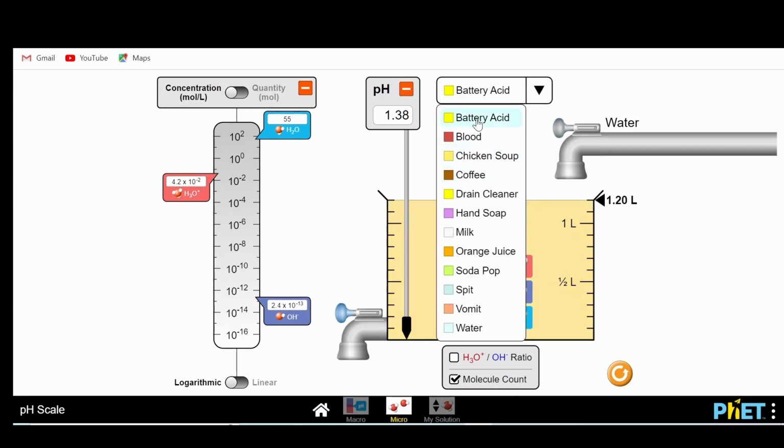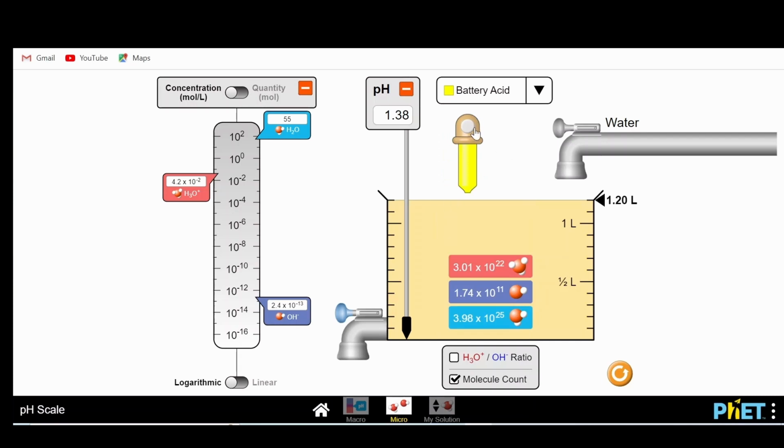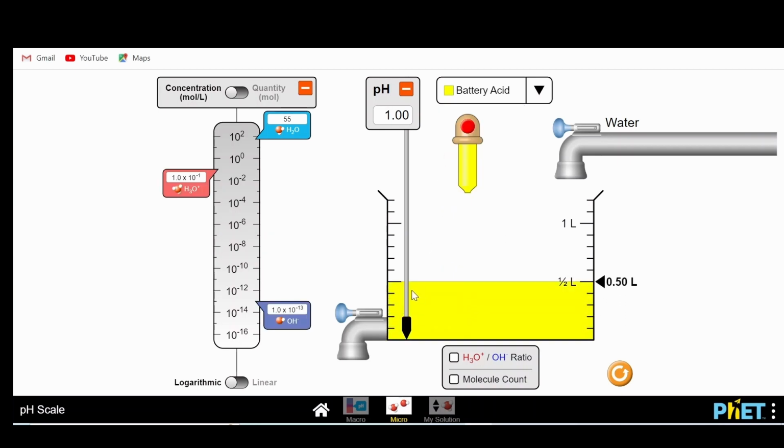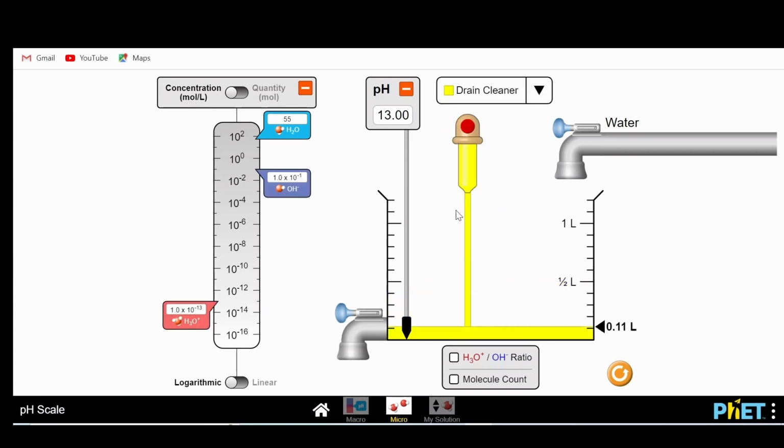The pH can be calculated through the equation pH is equal to minus the log of the concentration of hydronium ions. For example, with this battery acid, the pH will be equal to minus the log of the hydronium ion concentration, and therefore the pH will be equal to minus the log of 1 times 10 to the power of minus 1, which will be equal to a pH value of 1. And for this drain cleaner, the pH will be equal to minus the log of 1 times 10 to the minus 13, which will be equal to a pH value of 13.